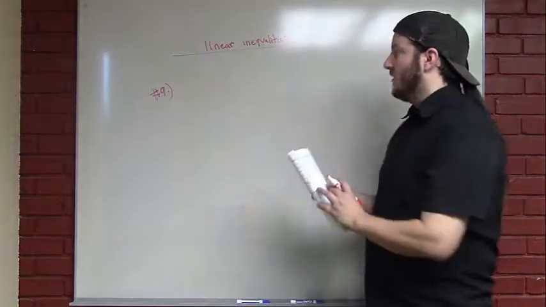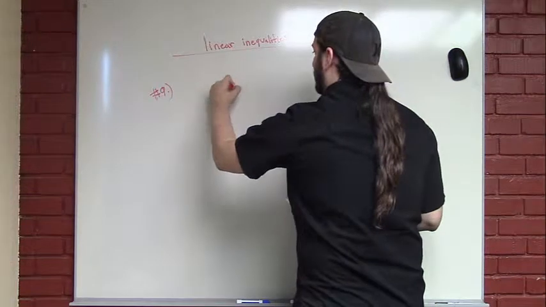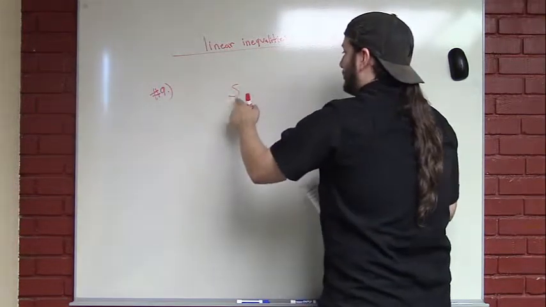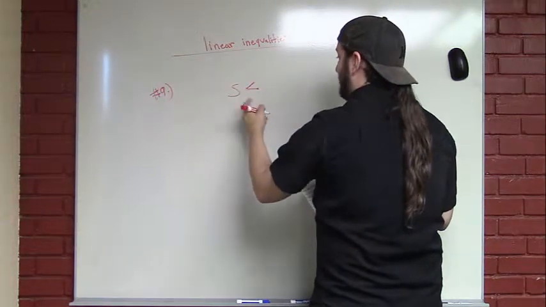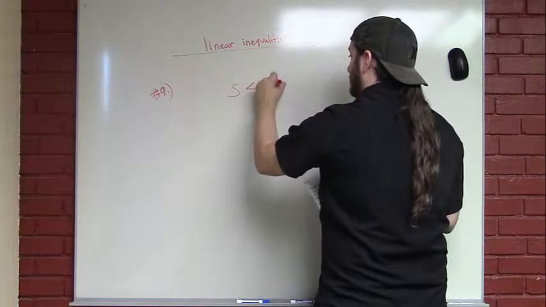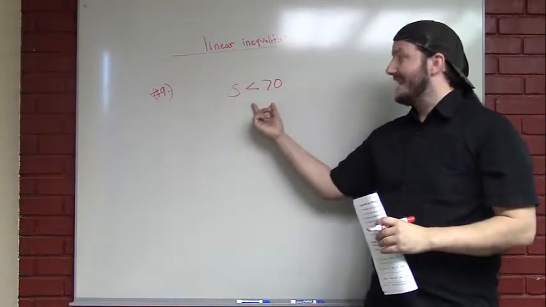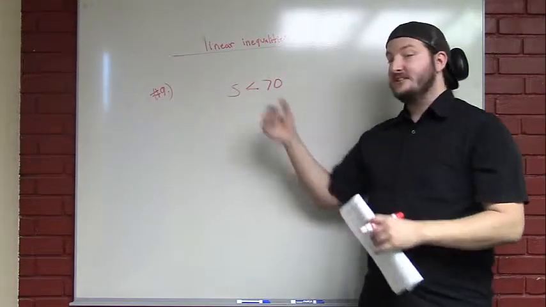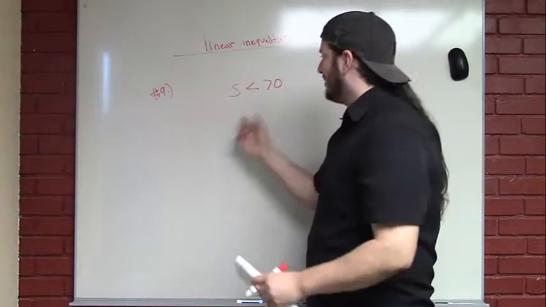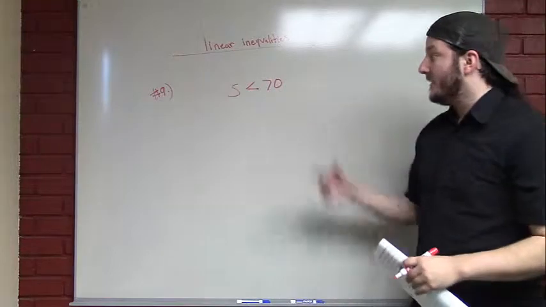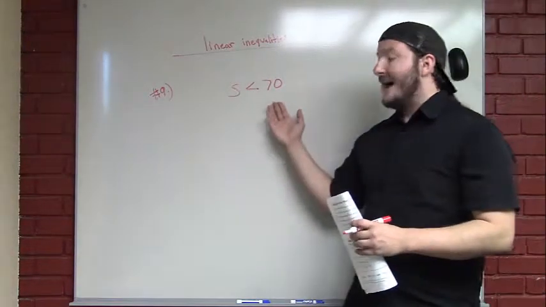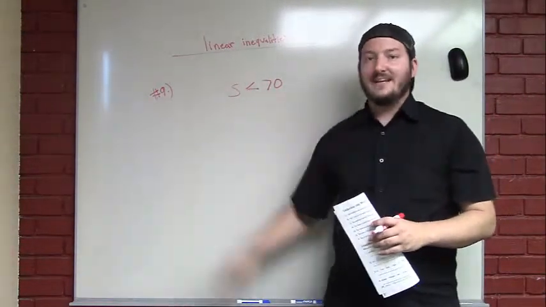But this is the issue. We're going to call this score. So your score would have to be less than 70, right? It has to be less than 70 because it cannot be equal to 70. If it's equal to 70, they pass. So it has to be less than 70, but that would be all the numbers, including negative numbers.